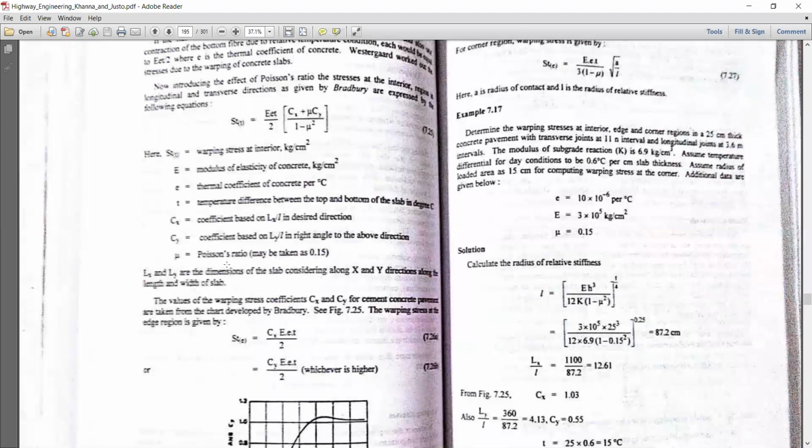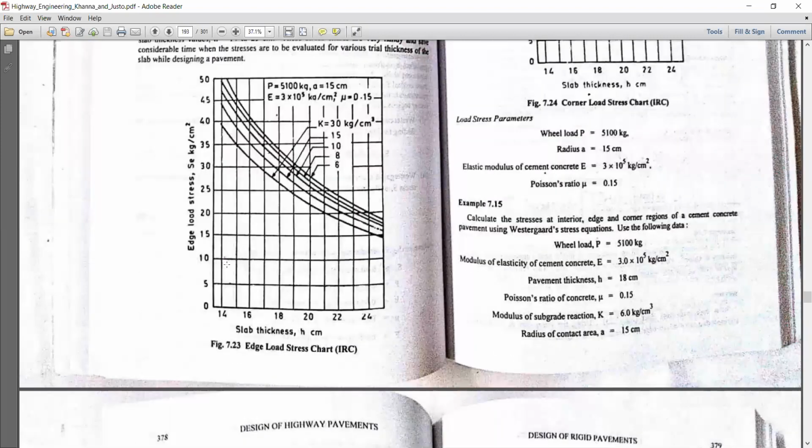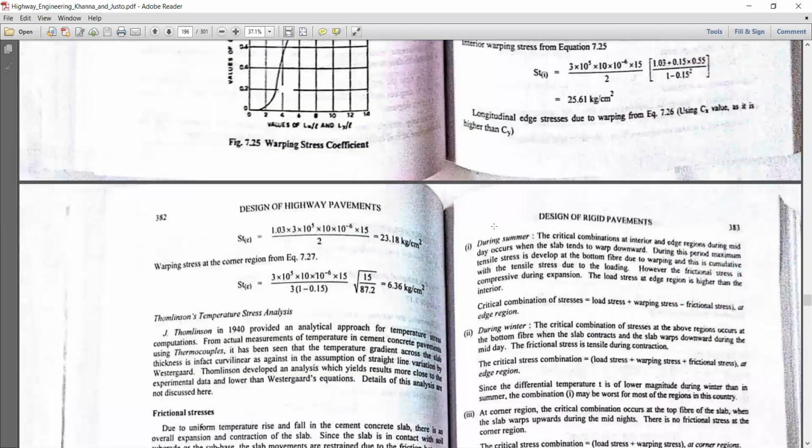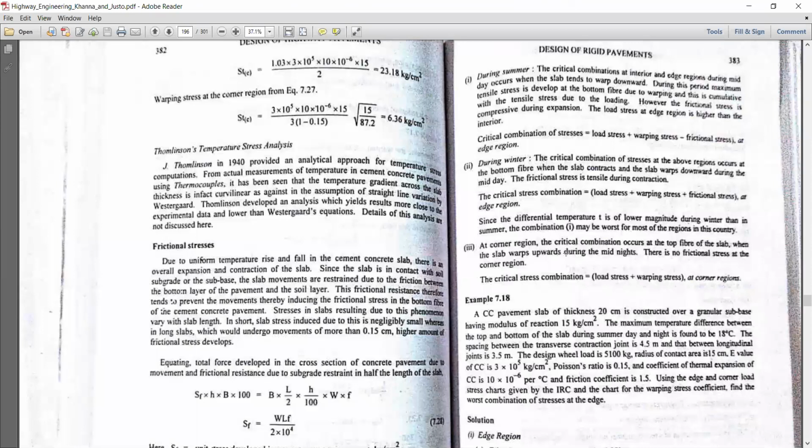Yes, it is the edge load stress. In this edge load stress chart, I want slab thickness and I want the K value. If I know the K value, that is modulus of reaction, and slab thickness H value, I can calculate the edge load stress. See here, for example, from here to here and from here to here, I will get this edge load stress. Let's see what is given. Here H is 20 centimeter and K is 15 kg per centimeter cube.